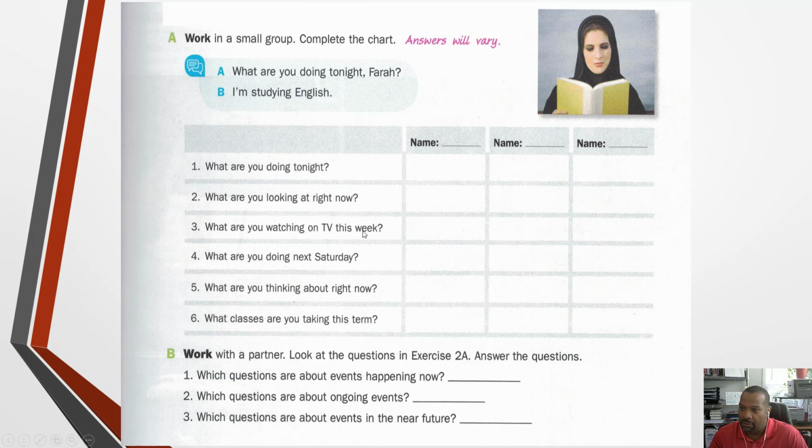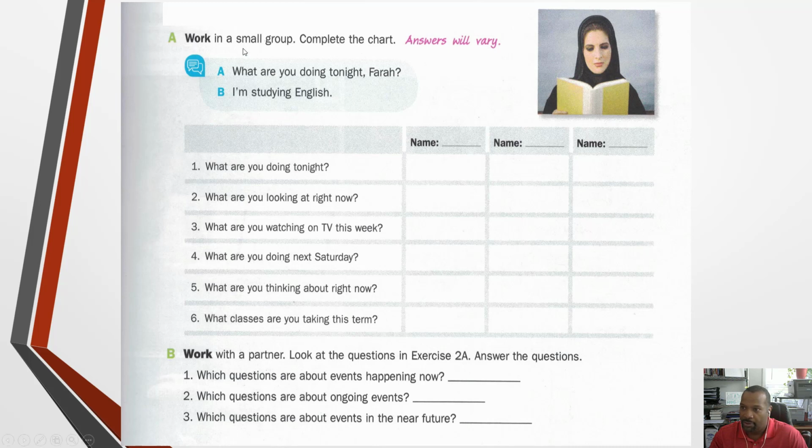What are you watching on TV this week, Eric? I'm watching dramas and action. What are you doing next Saturday, Eric? I am fishing next Saturday. What are you thinking about right now, Eric? I'm thinking about teaching English. What classes are you taking this term, Eric? I'm not taking any classes this term.